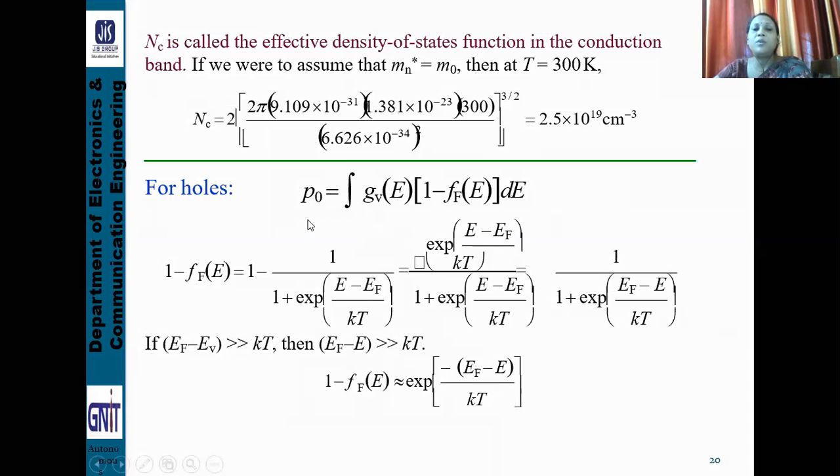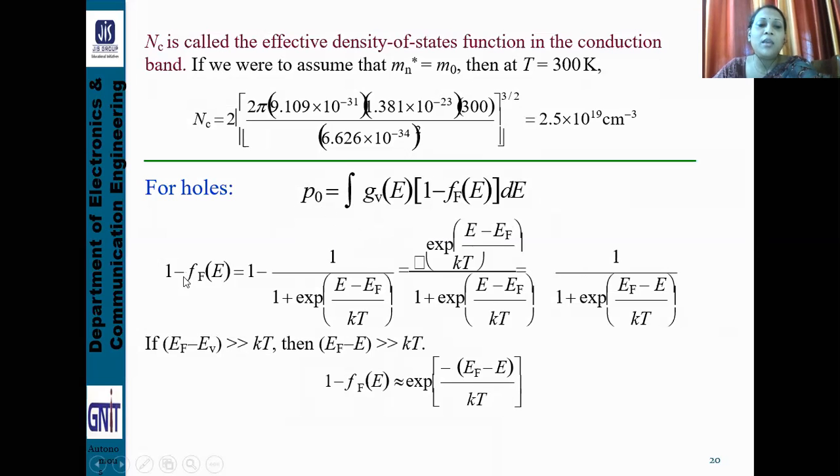Similarly, for holes, we can conclude that the density of states for holes multiplied by the probability distribution function of holes in the valence band gives us the total number of holes in the valence band.